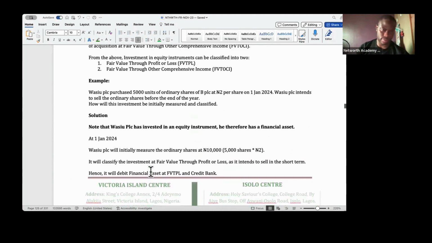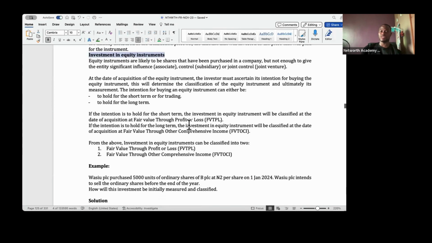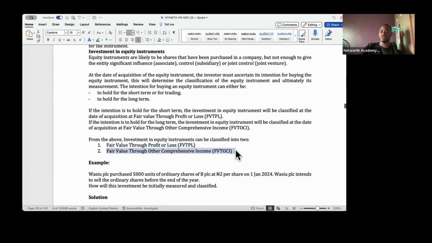Okay, so again, we are still looking at investment in shares or equity. We have looked at initial measurement and transaction price. At the date of initial measurement, you classify it either at fair value through P&L or at fair value through OCI, depending on your intention of holding the asset. If it is for the short term, you classify it at fair value through P&L. If it is for the long term, you classify it at fair value through OCI. And if you incur any additional costs like transaction costs, such costs are expensed if you are classifying it at fair value through P&L, and capitalized if you are classifying it at fair value through OCI.